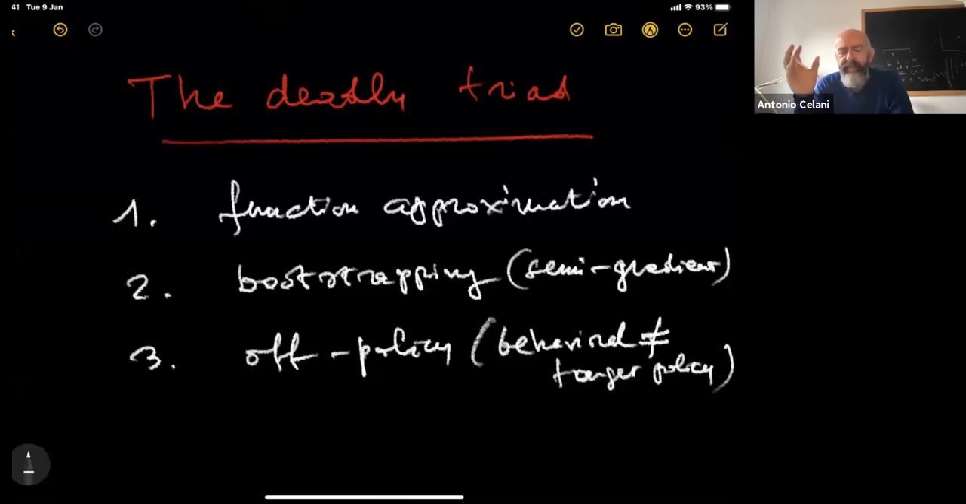And there have been several attempts. You can read about this in Sutton and Barto's book, and still there is ongoing research on how to circumvent this problem. But the important thing here is to understand why any of these three things is important. So should we really care about the existence of this Deadly Triad?